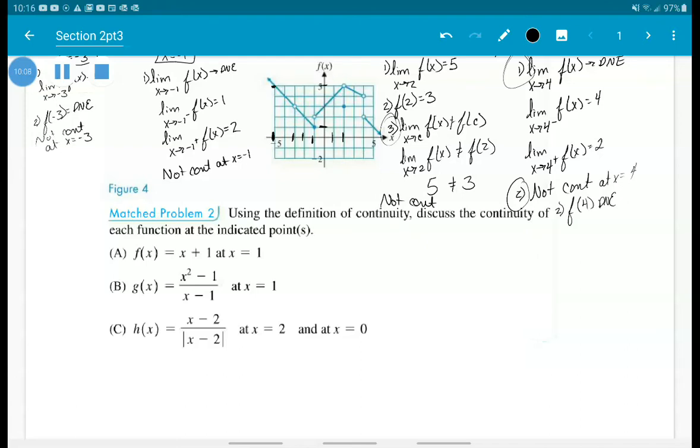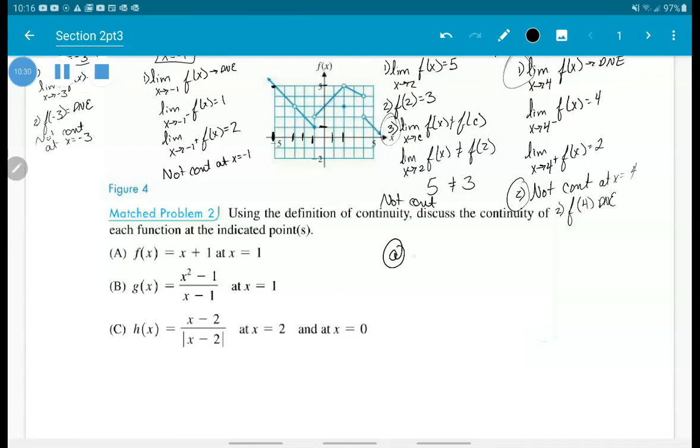So what if we were to look at an equation? Could we figure out continuity based on that? Well, we could always graph the equation, and sometimes that's useful to do. Or we could think about what the equation looks like. So let's look at A.